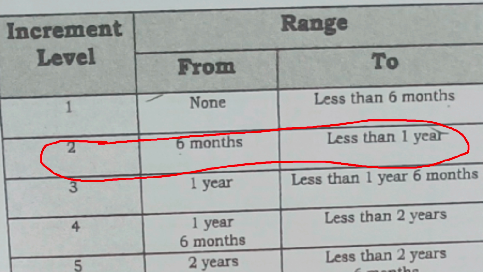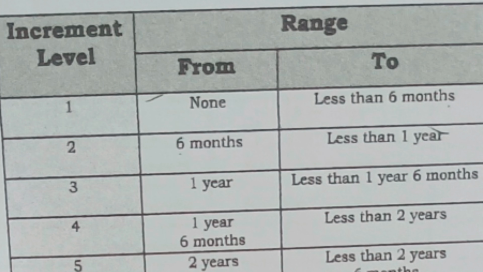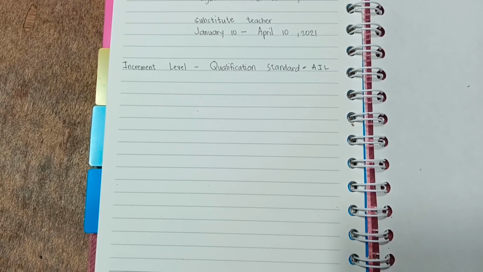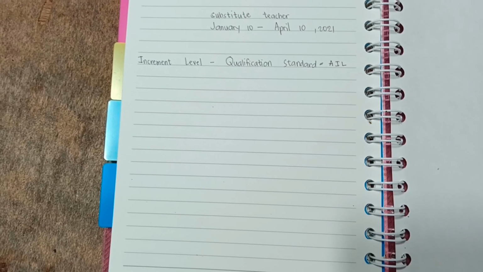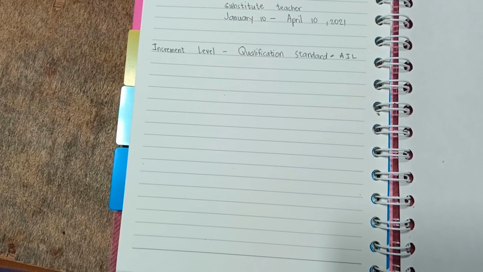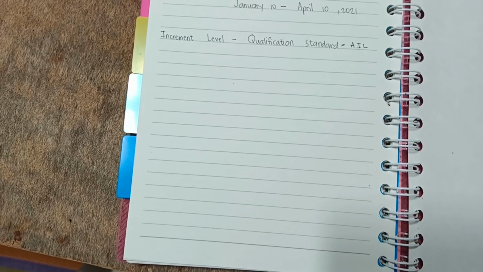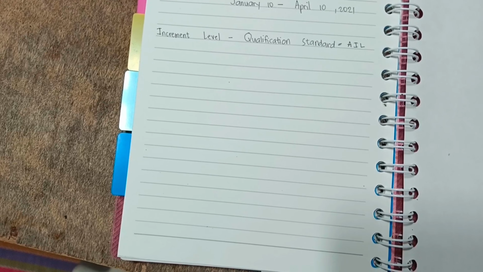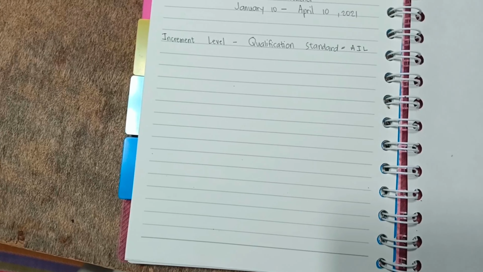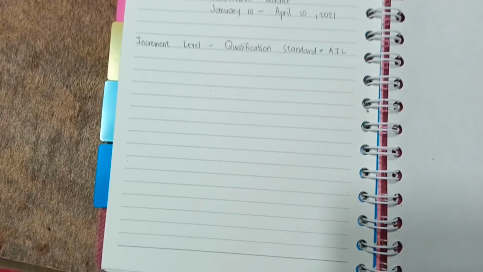Now that we have already identified the increment level, we will go to the formula. So this is the formula. We have the increment level minus the qualification standard equals actual increment level. Now, compared with the education, which has a qualification standard of a bachelor's degree: if you remember the previous video that I uploaded, bachelor's degree is increment level 6, and that's what's being deducted from the increment level when we computed the total points for education.